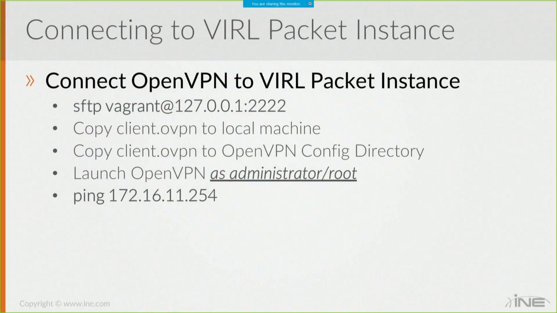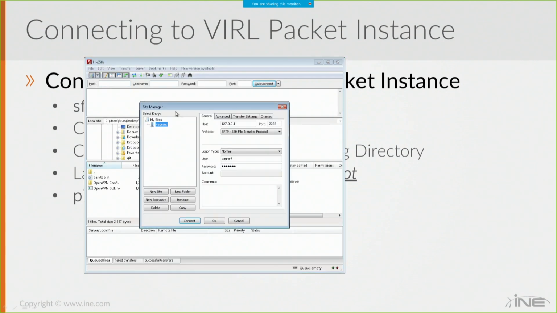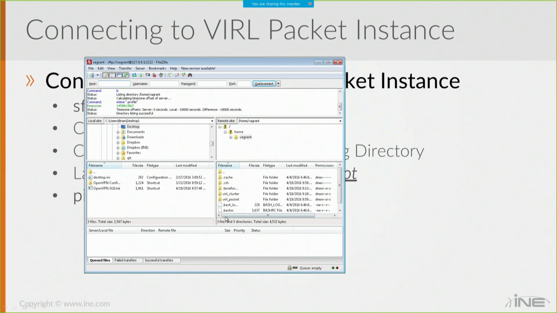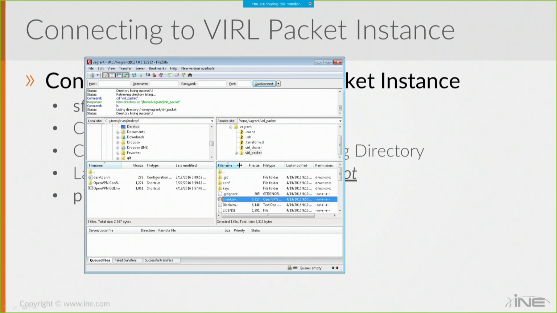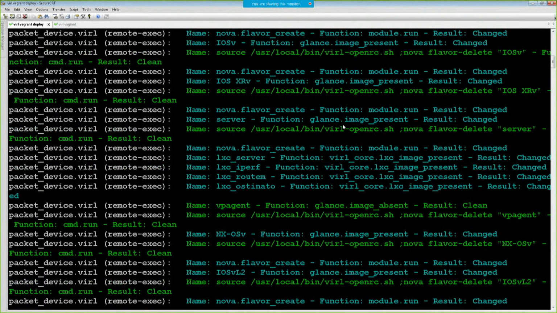So as I mentioned earlier, one of the things that you also want to have is an SFTP client, which in my particular case here, I'm going to be running FileZilla. And basically what you do is you just SSH to your local box, so 127.0.0.1, port is 2222, so it's FTP over SSH, and then inside of the VIRL packet directory, you can see this client.ovpn.